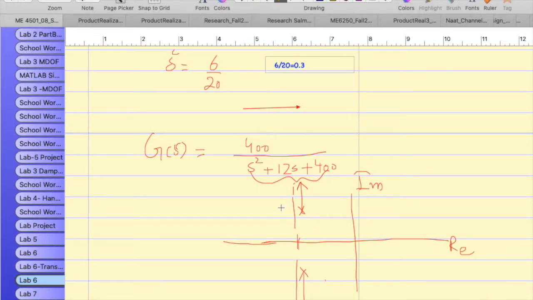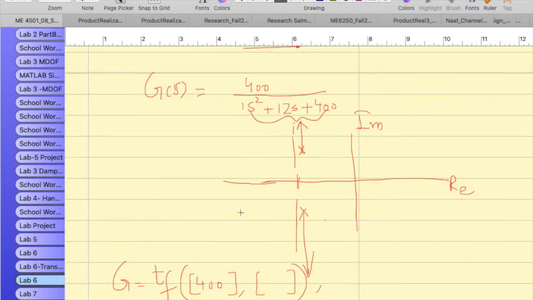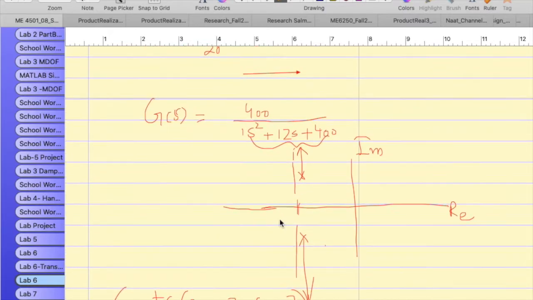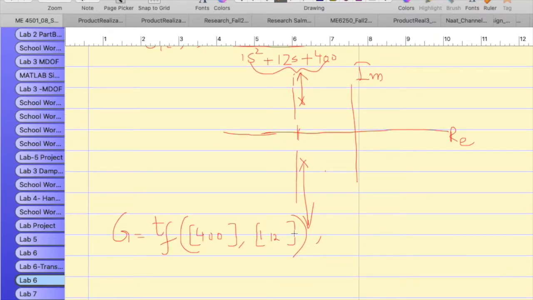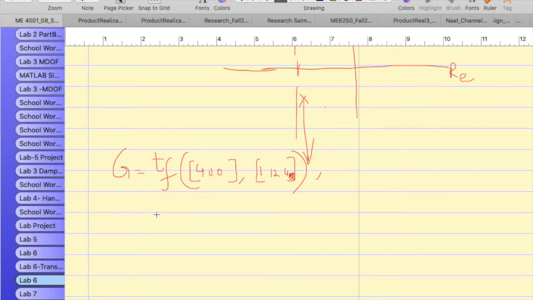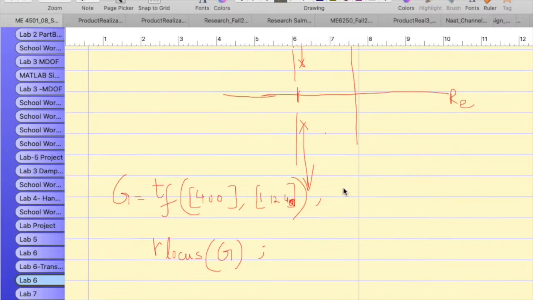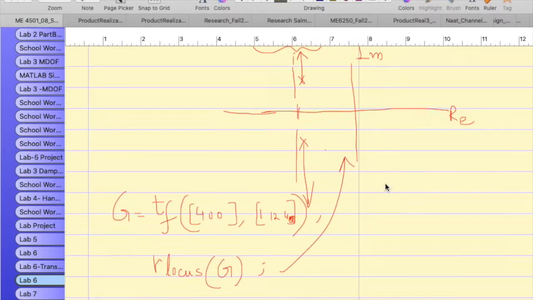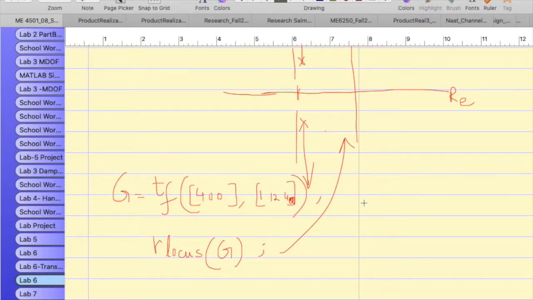And the denominator, there are 3 coefficients starting from the highest degree, which is s squared. The coefficient of s squared is 1, so I will write down 1 here. Coefficient of s is 12, I will write down 12 here. Coefficient of s0 is 400, I will write down 400 here. Once you do this, you write down the next command for the root locus. Root locus, in the parentheses, it will call in the transfer function and it will show you the same root locus. This is the one command which you should know.